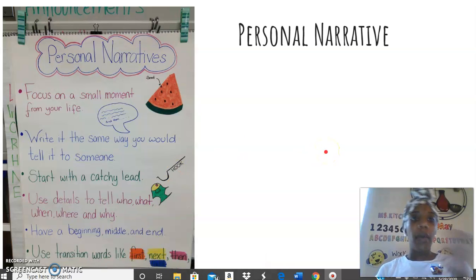Now, as we already know, our personal narratives always focus on a small moment. However, we're writing a whole book about it. So make sure that's what you're doing, okay? Here's our anchor chart to keep you aligned and connected. That's what aligned means, to what it is that you need to have in your writing.